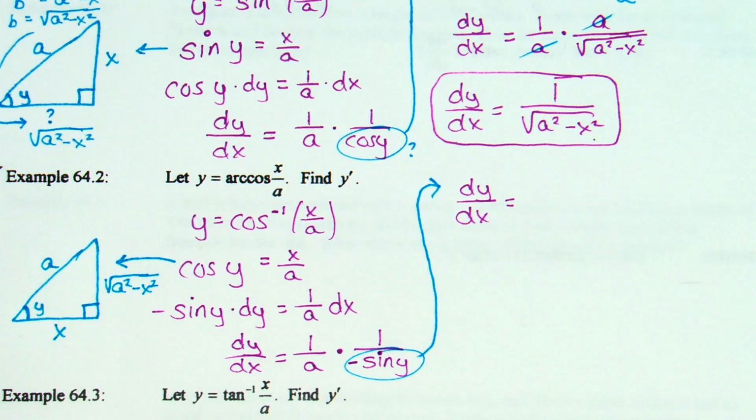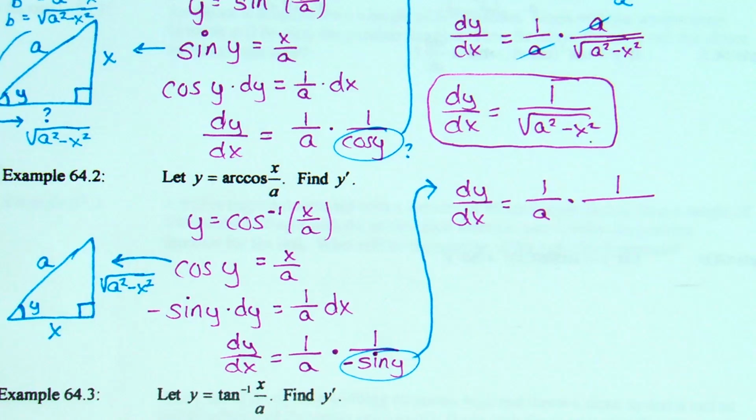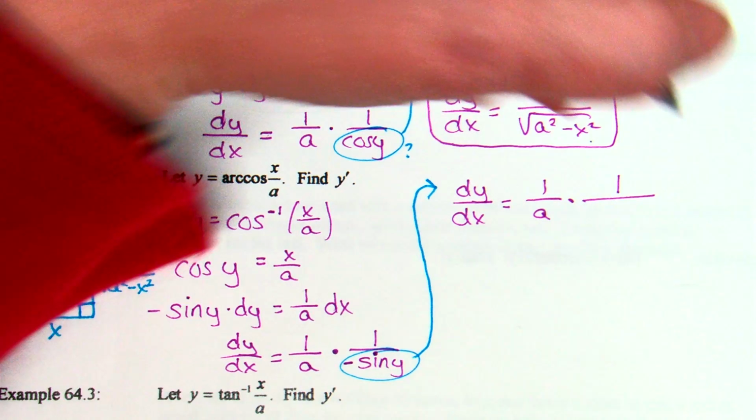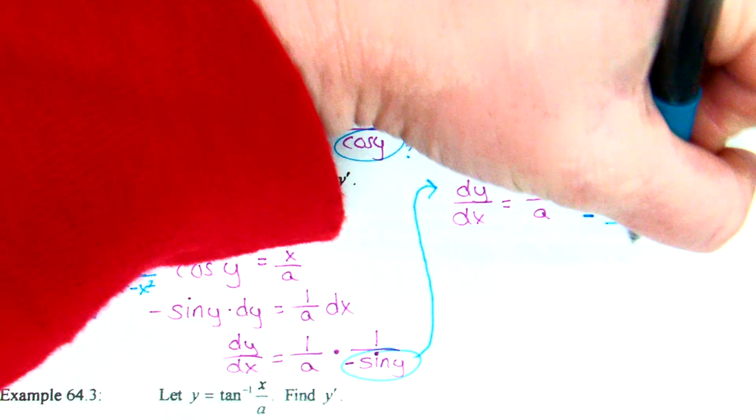Okay, dy dx. Still 1 over a, and this time it's 1 over what? It's negative sine y. So first of all, I need to put a negative. Sine of y. So what's sine? Opposite over hypotenuse, so it's that square root over a. So the negative of the square root of a squared minus x squared over a.